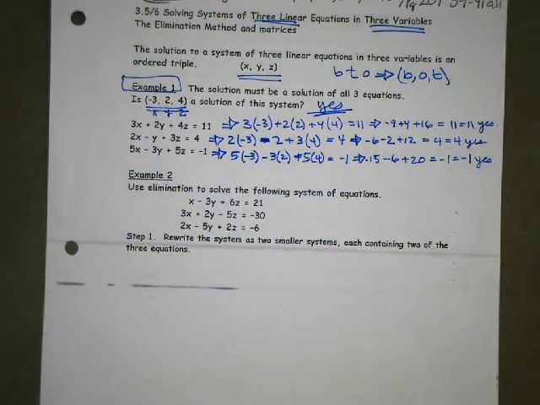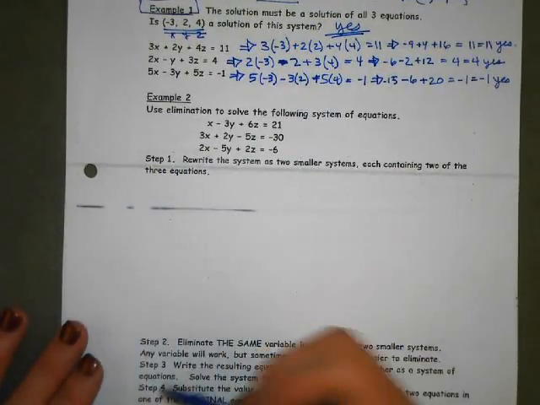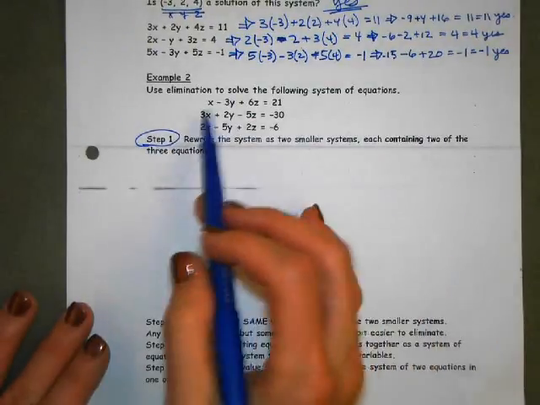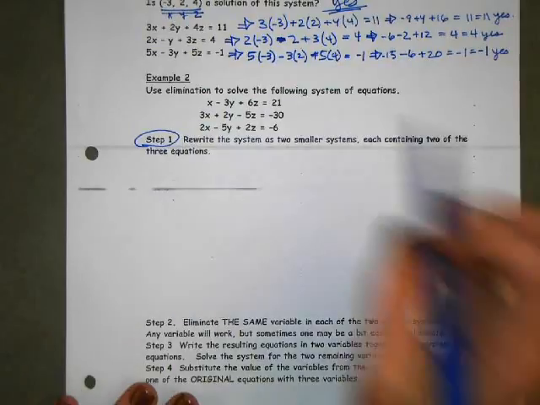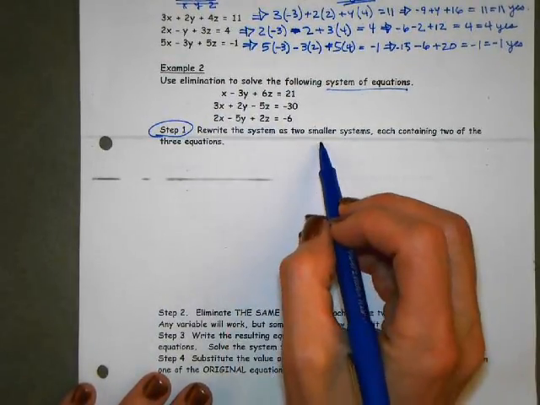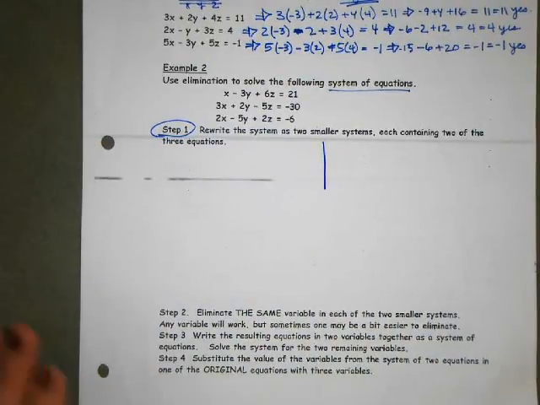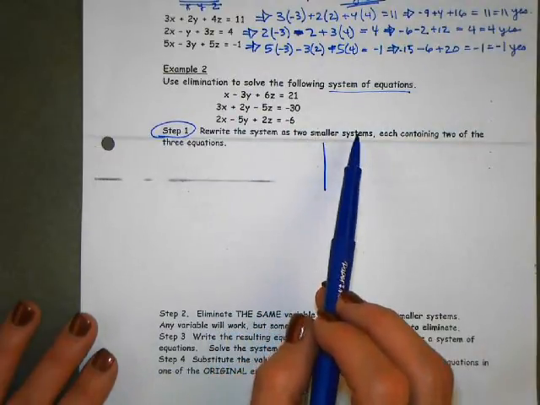Okay? So there is a process, and it is written right here. We have 4 steps that we walk through. So you'll have three equations with three variables, okay? And we call that a systems of equations. So the first step we want to do is, I always just draw a line because I'm going to divide them in half, okay? So the key is you want to rewrite them as two smaller systems.